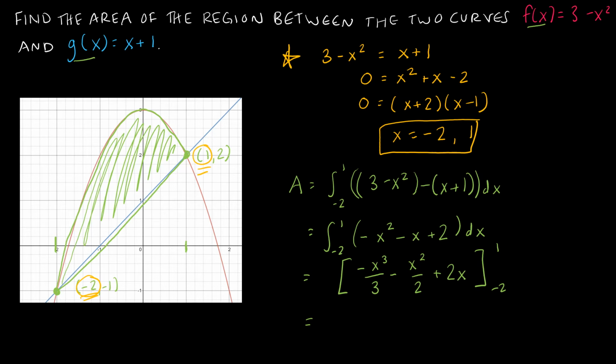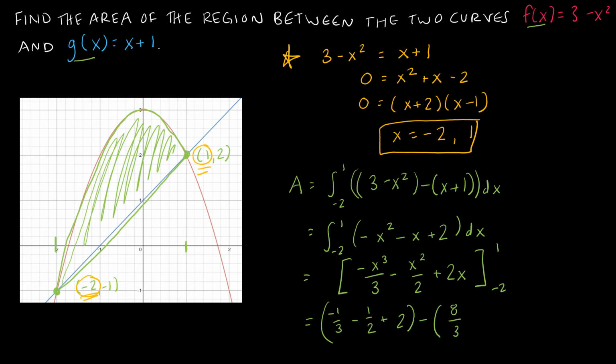Again, now I'm just plugging in values. So I'm starting with 1, and I'm saying -1 cubed over 3 gives me -1/3. And minus 1 squared over 2, so minus 1/2, plus 2 times 1, which is 2. I'm going to subtract -2 cubed, which gives me -8, and because there's a negative in front, it gives me +8/3.